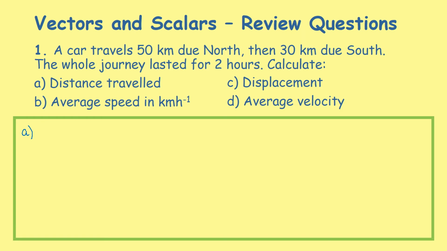We want to calculate the total distance travelled. We know that the total distance is just a simple addition, and we can see in the question, the car travels 50 kilometers and then 30 kilometers. So all we're doing is adding 50 kilometers and 30 kilometers to get the distance.